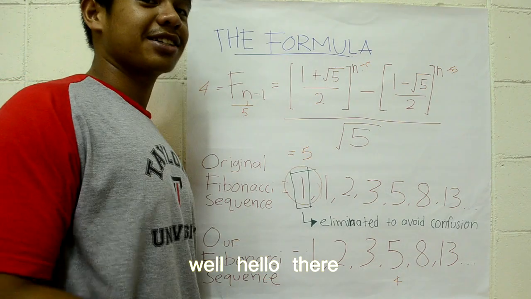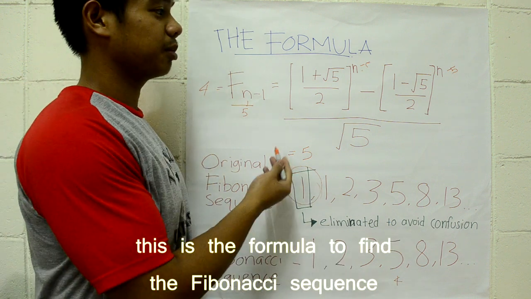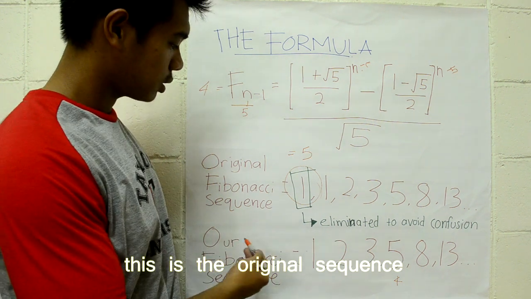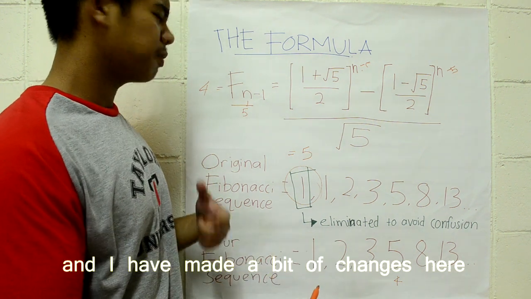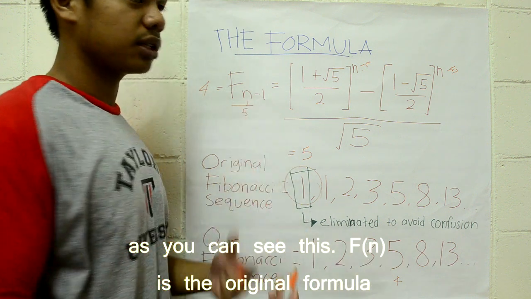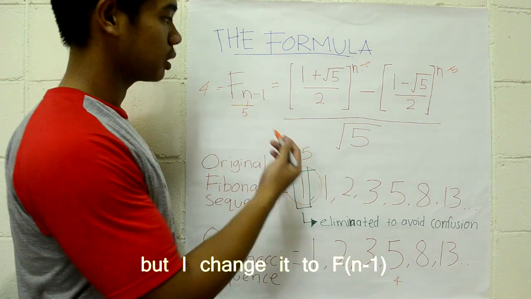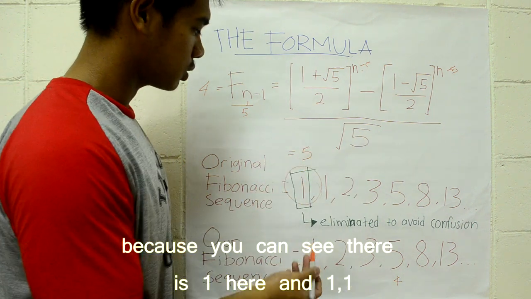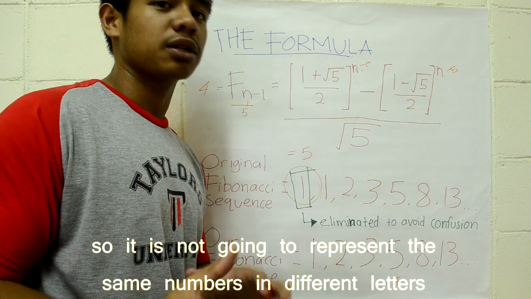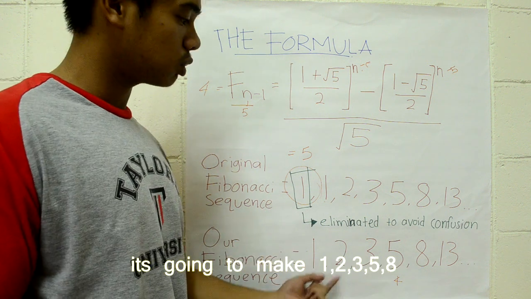Well, hello there. So now I'm going to continue what I told you before. As you can see, this is the formula to find the Fibonacci sequence. This is the original sequence, and I've made a bit of change here. This Fn is the original formula, but we change it to Fn minus 1. I'm going to show you why we change it. You can see there's a 1 here and 1, 1, so it would not represent different numbers with different letters. So we made a bit of change to make it 1, 2, 3, 5, 8.